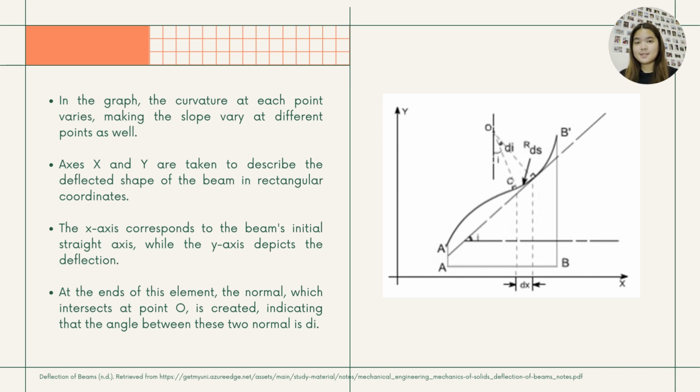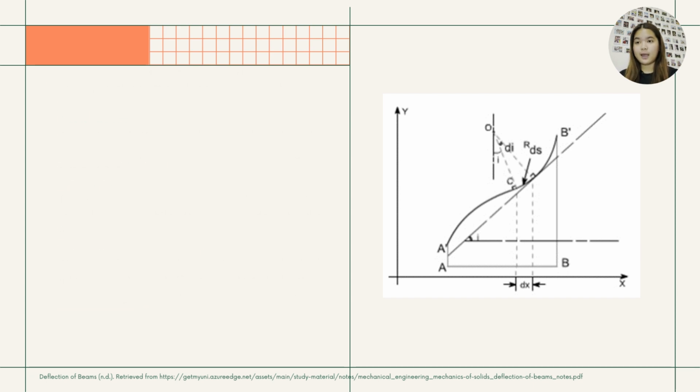Two axes, x and y, are taken to describe the deflected shape of the beam in rectangular coordinates. The x-axis corresponds to the beam's initial straight axis, while the y-axis depicts the deflection. At the ends of this element, the normals, which intersect at point O, are created, indicating that the angle between these two normals is equal to dθ.